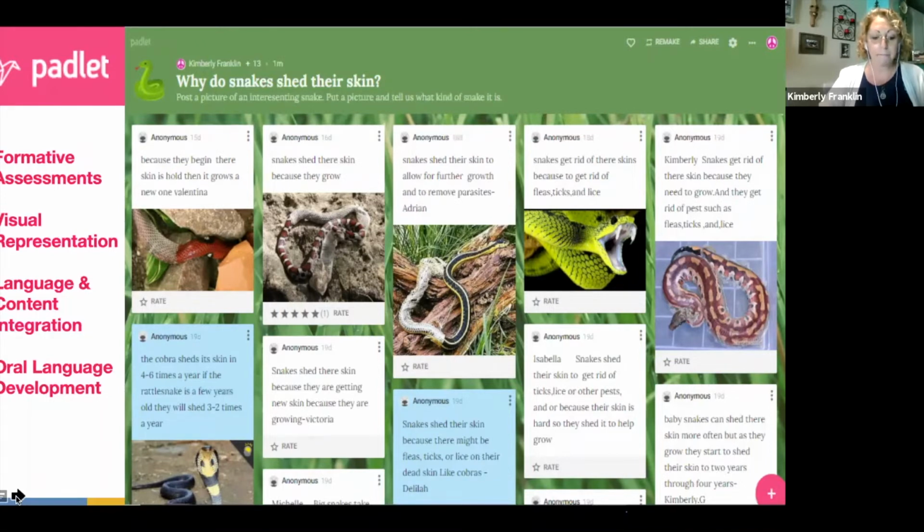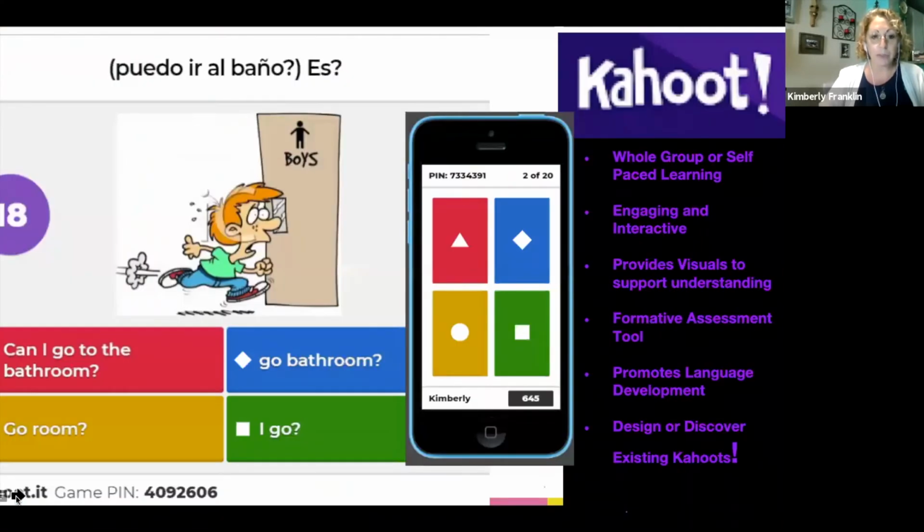Next slide, please. The next tool is Kahoot. Kahoot can be played with your entire class or self-paced learning. And with its fun and interactive music, the kids go crazy. They love it. The students can interact with each other. They can learn through friendly competition. And as a teacher, this platform will provide you with hundreds of existing Kahoots. It is free, and you can also create your own. This tool can be used as formative assessments, and it can also provide visuals to support their understanding of language. Next slide, please.